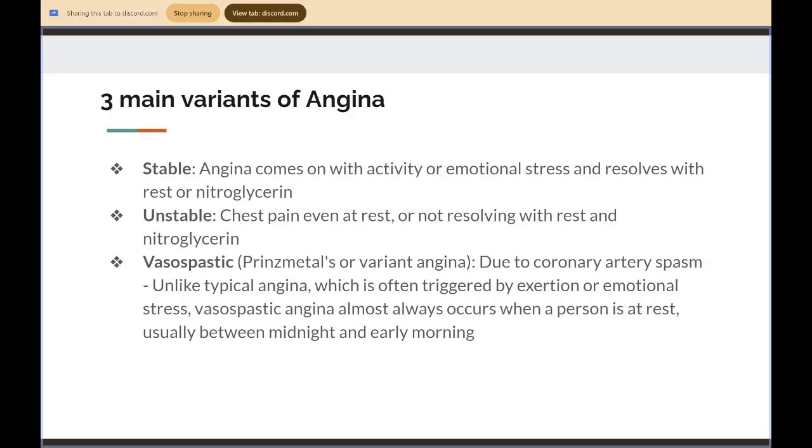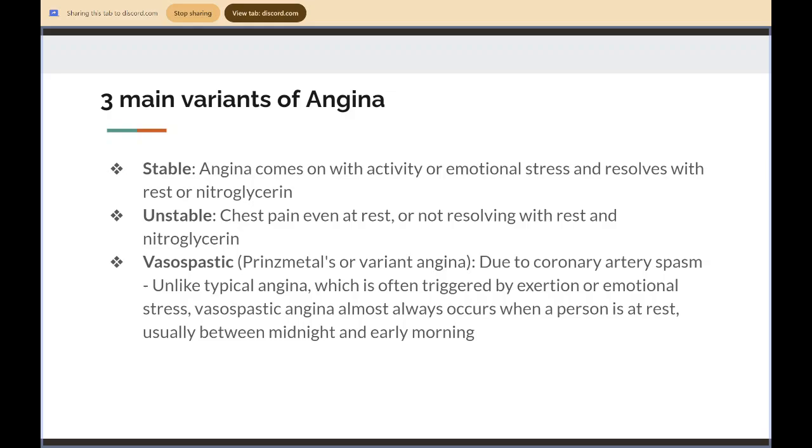So there are 3 main variants of angina. Stable: this comes with extra activity or emotional stress, and it's resolved with rest or nitroglycerin. Unstable angina is chest pain even at rest and does not resolve with nitroglycerin or changing positions or resting more.